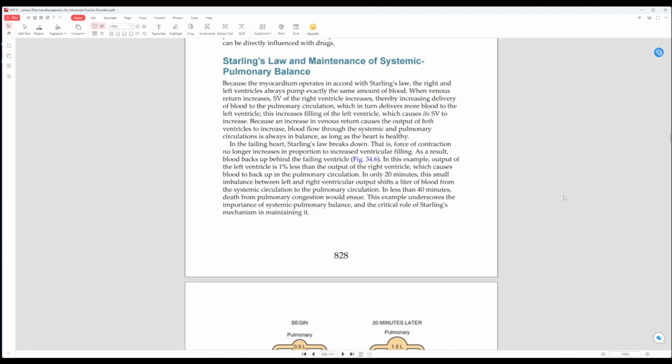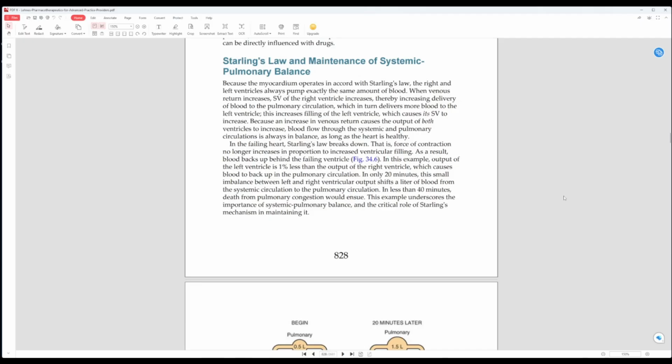That is, the force of contraction no longer increases in proportion to increased ventricular filling. As a result, blood backs up behind the failing ventricle. In this example, output of the left ventricle is 1% less than the output of the right ventricle, which causes blood to back up into the pulmonary circulation.